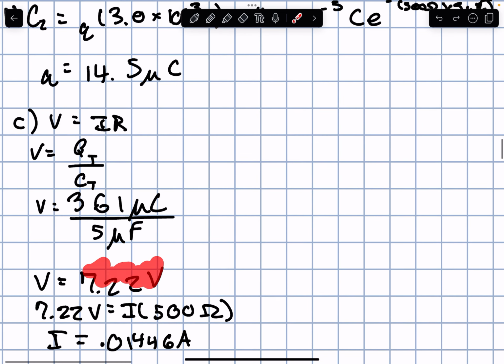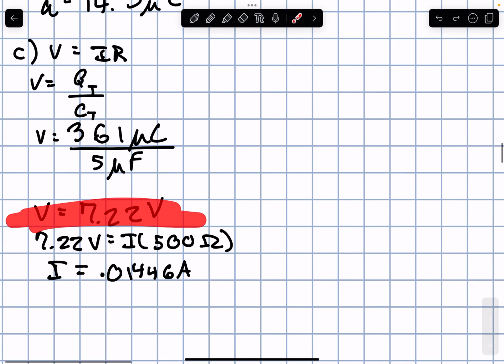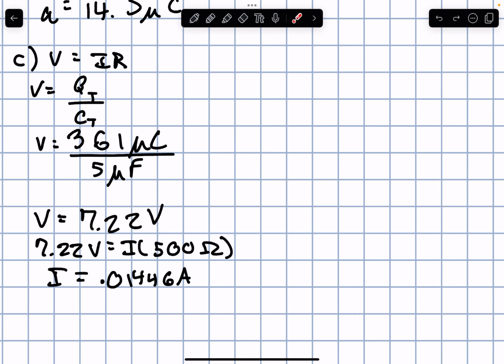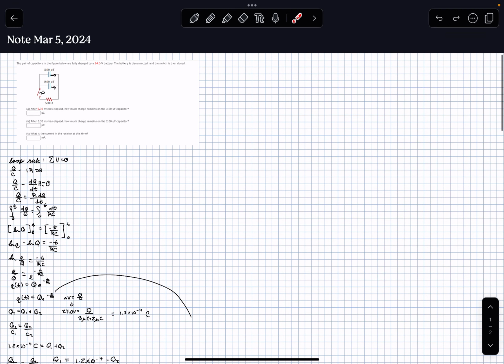And so obviously our voltage has gone down quite a bit. So then we plug this into here. So V equals IR. 7.22 volts equals 1 times 500 ohms, because we know that that's a resistance. It's the only resistor there. Now divide both sides by 500, and our current should be 0.01446 amps.